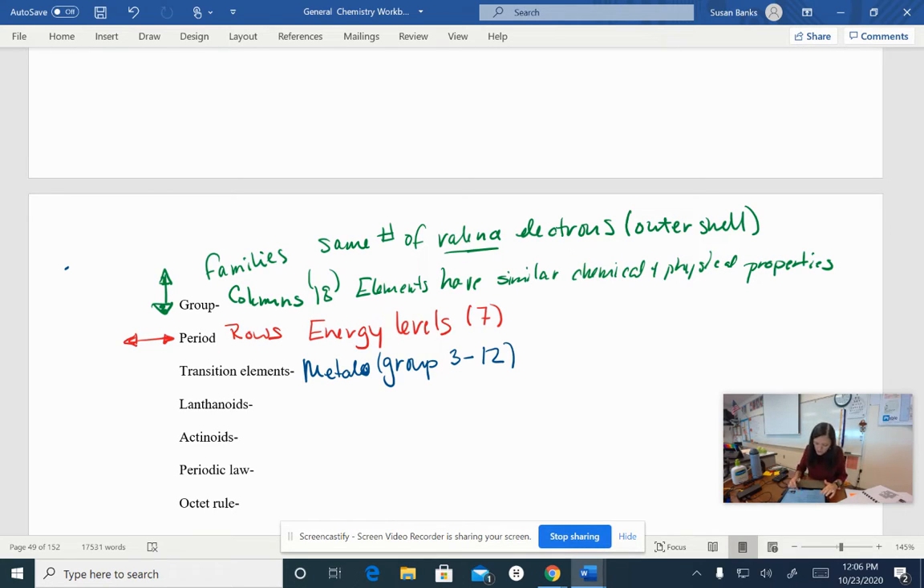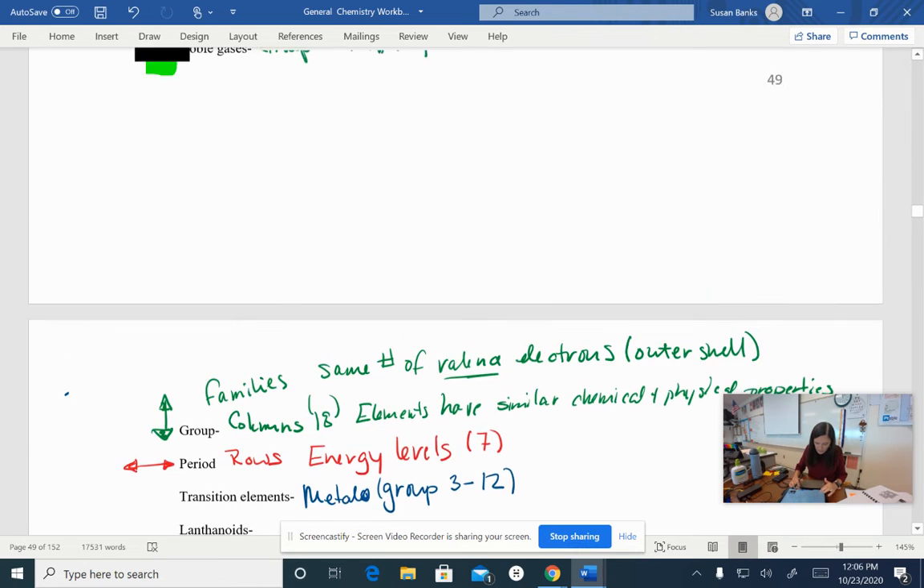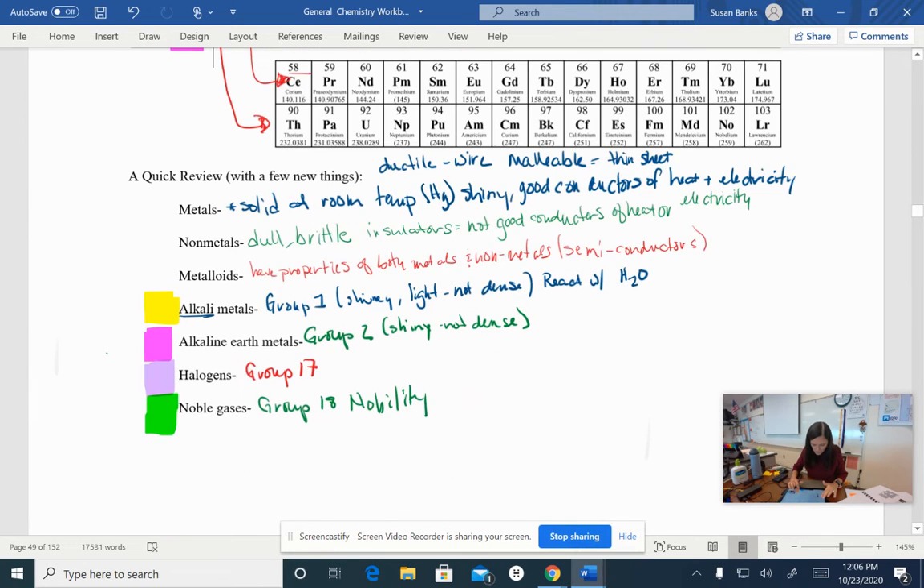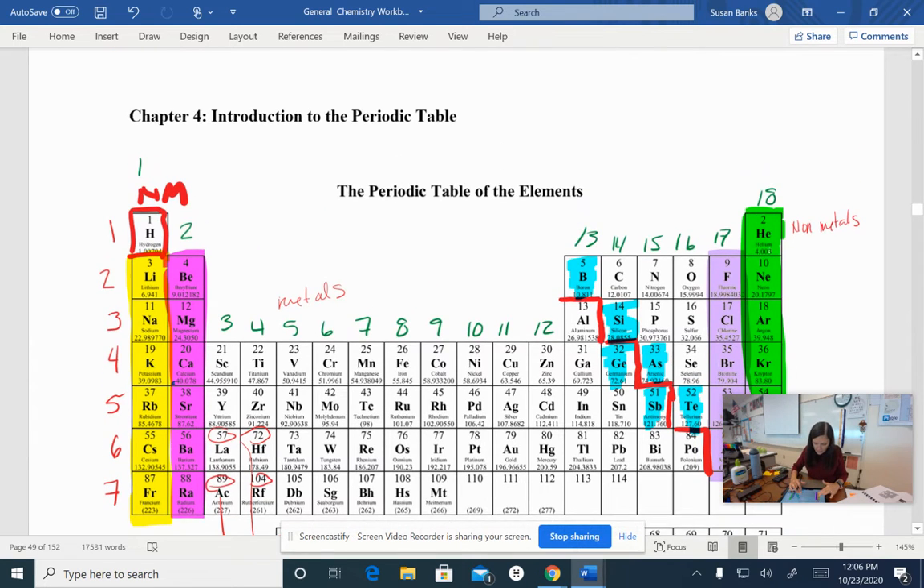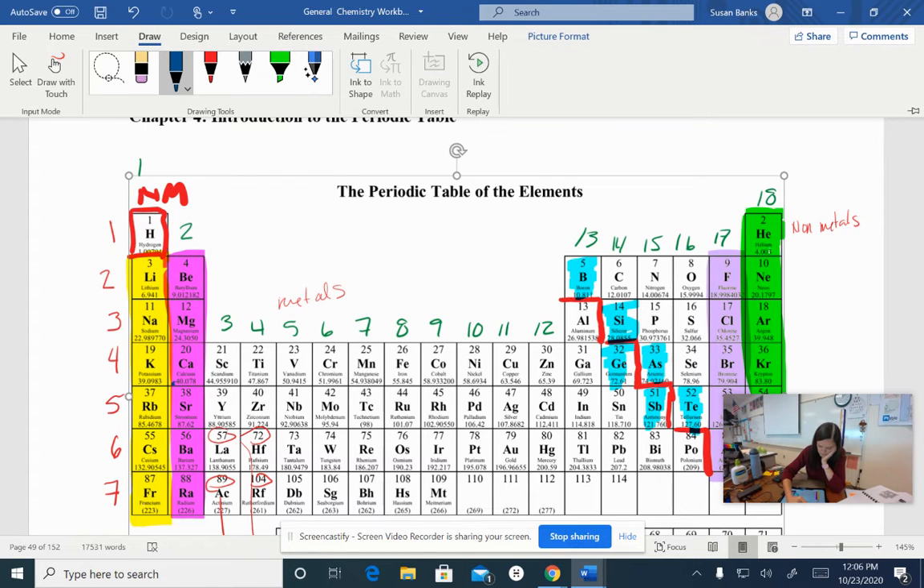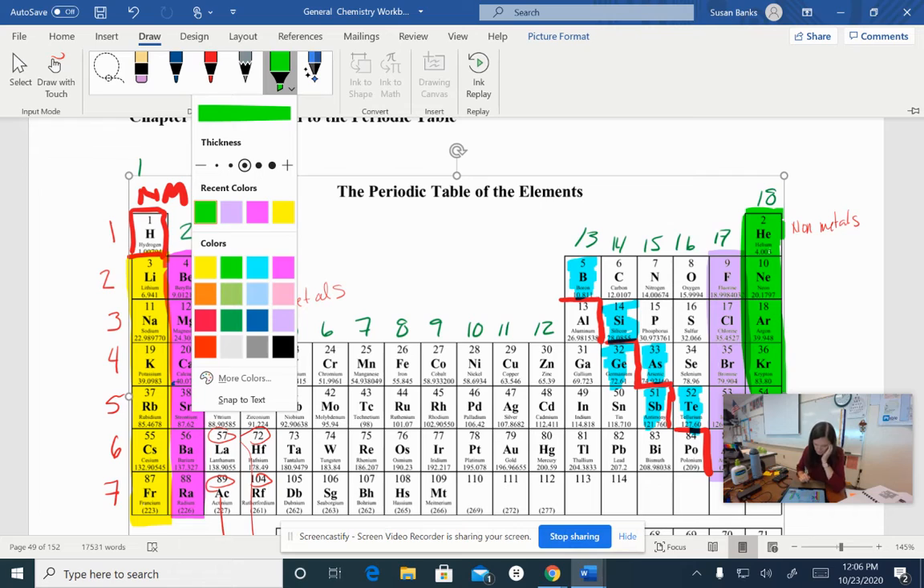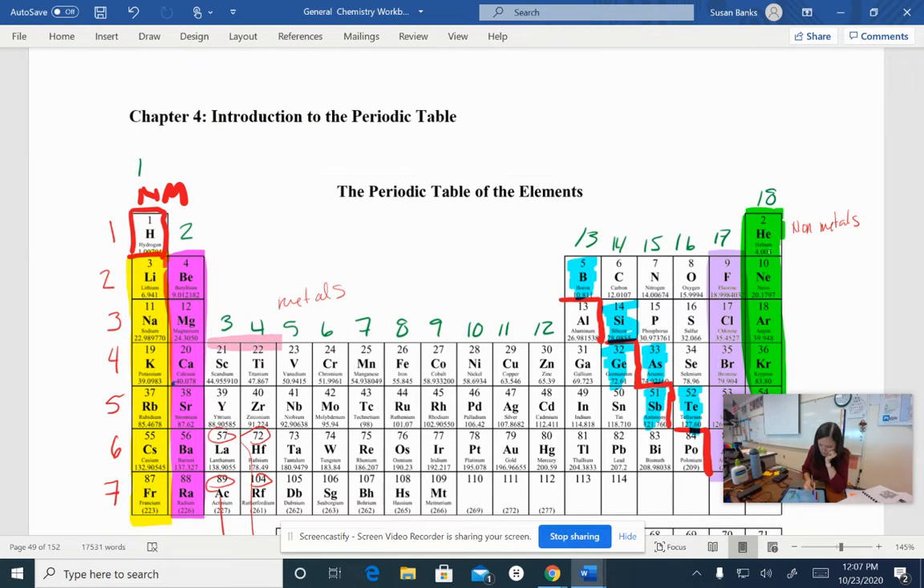Okay, so let's put this here. Let's see. Let's find another color. Okay. Let's use this rose pink. Okay. Transition metals are right in here.